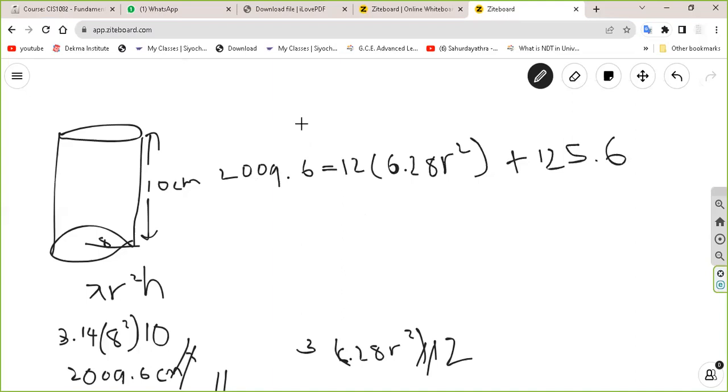125.6 from 2009.6. Then what is the answer? 2009.6 minus 125.6. Tell me.